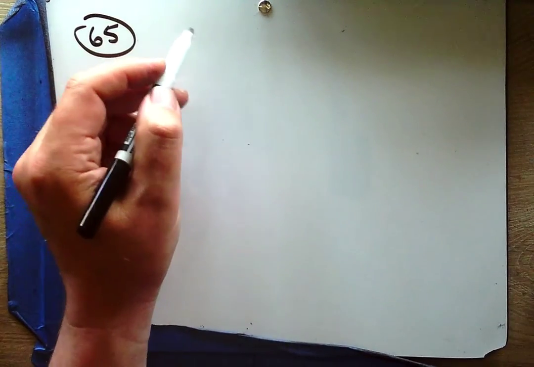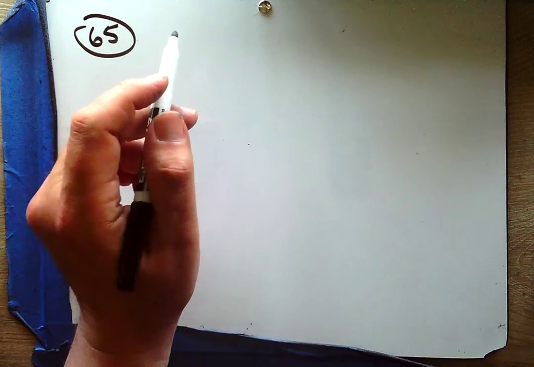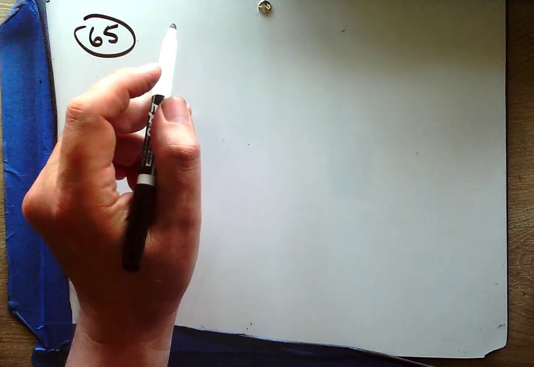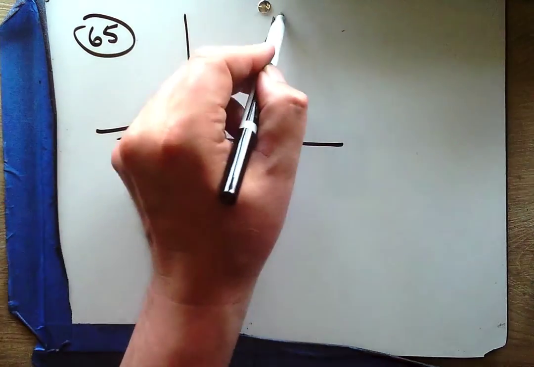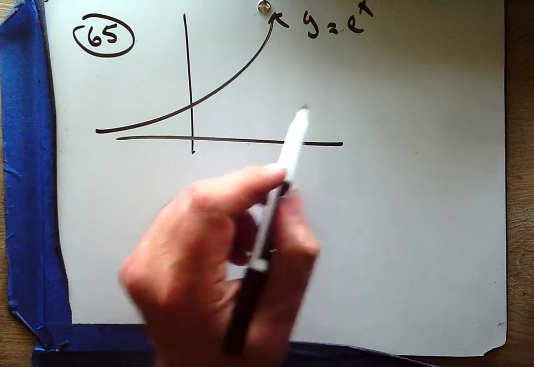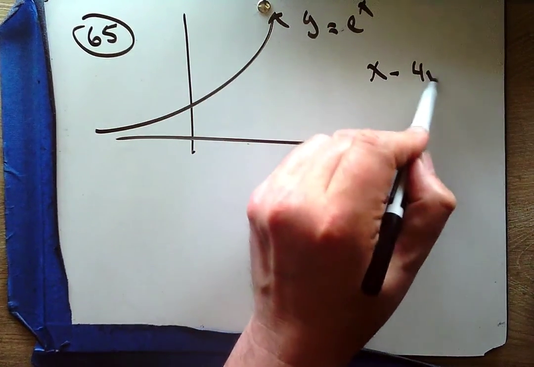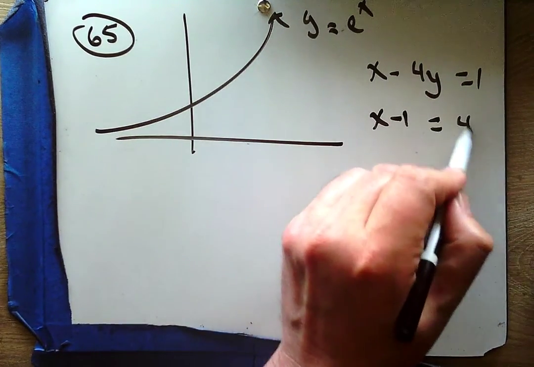65. It wouldn't be complete without writing the equation of a tangent. So find the equation of the tangent to the curve y equals e to the x that is parallel to the line x minus 4y equals 1. So x minus 1 equals 4y.